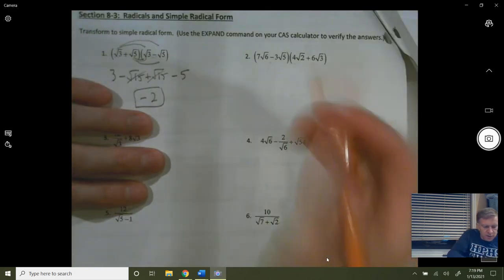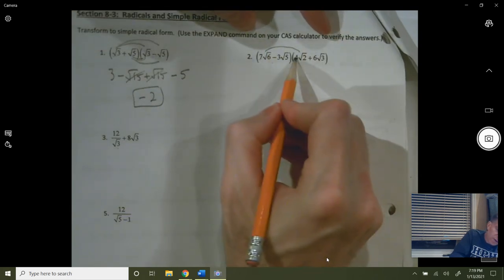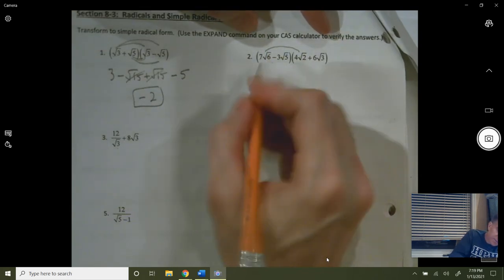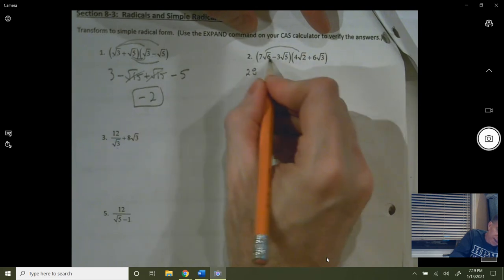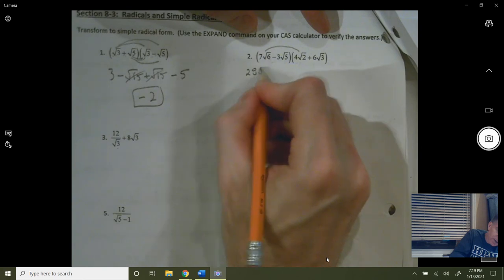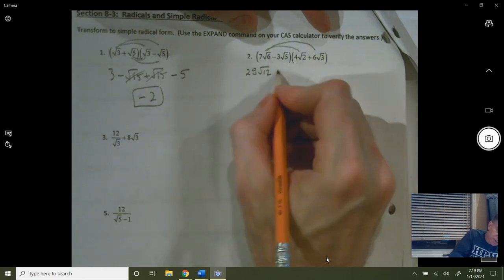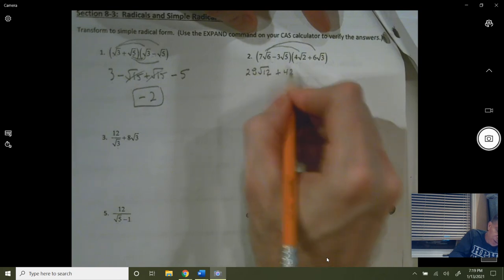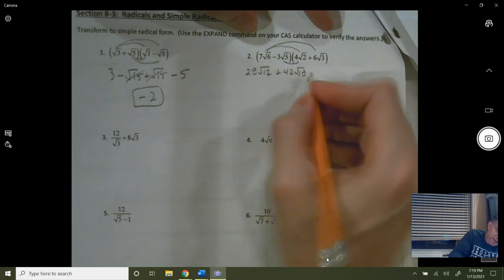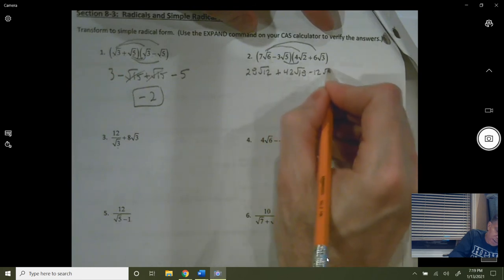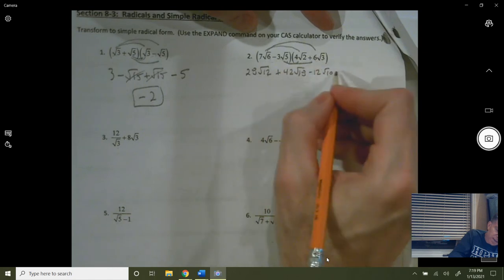Okay, this one over here, we're going to FOIL again. So 7 times 4 is 28. We get 28. Rad 6 times rad 2, that's going to be rad 12. That's going to be able to simplify, multiply these two, so plus 42 rad 18, and then minus 12 rad 10, and then minus 3 times 6, 18 rad 15.